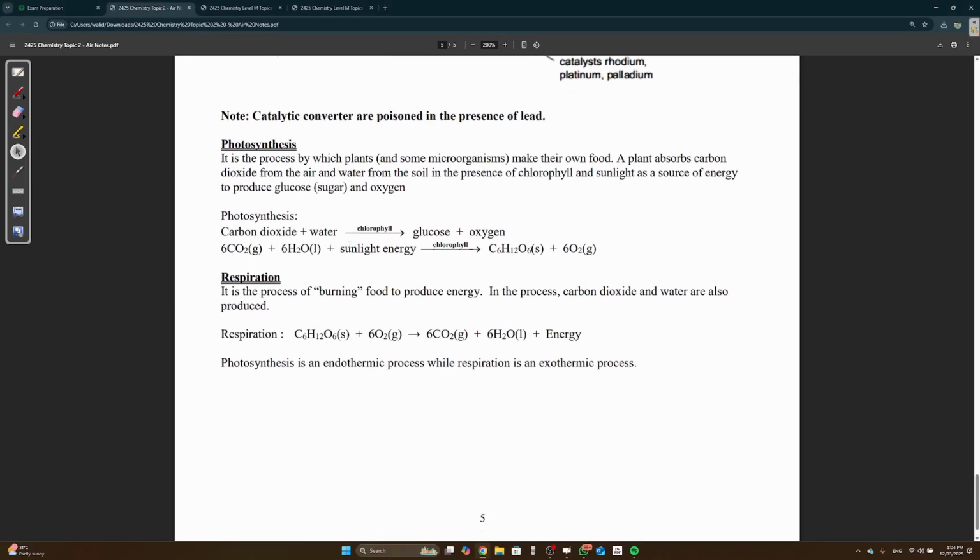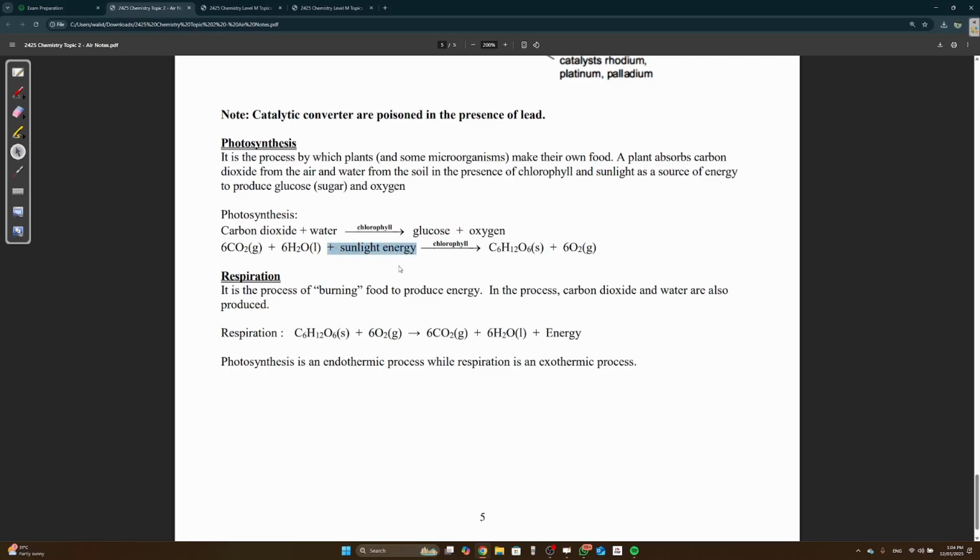We don't want lead. Okay, the last thing, photosynthesis. It's the process by which plants make their own food. How does it work? You absorb carbon dioxide, in the presence of chlorophyll, right? And you need to have sunlight energy. So this is called a photochemical reaction, in case they ask it. Okay?